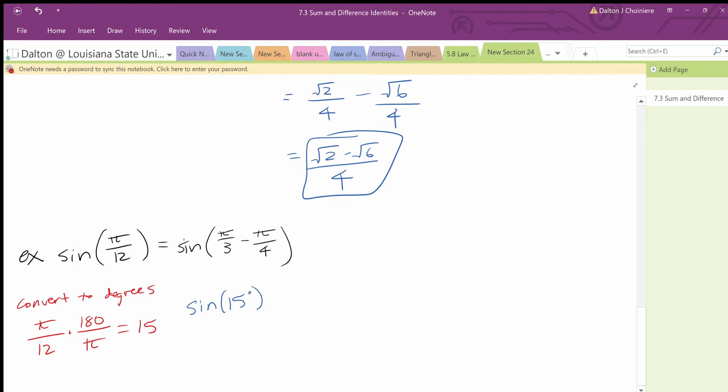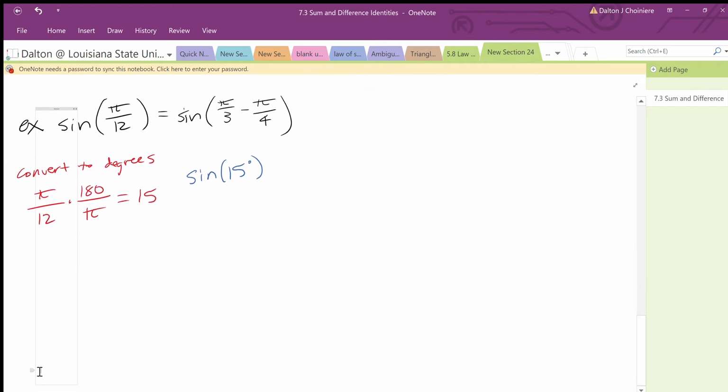Now, 15 degrees is still not on the unit circle, but can I write 15 degrees using two angles that I do know from my unit circle? When I originally did it, I used 60 minus 45, but you could also write it as the sine of 45 minus 30. And it doesn't matter which numbers you choose, as long as they are on the unit circle and they actually add or subtract to be the number on the inside.